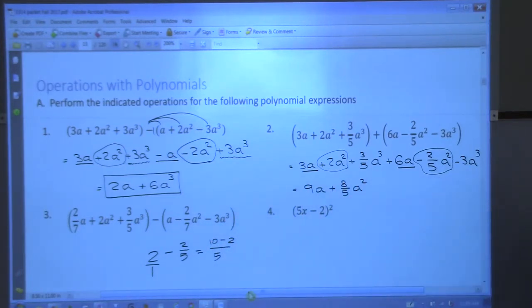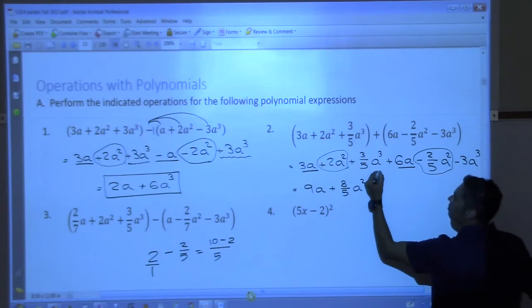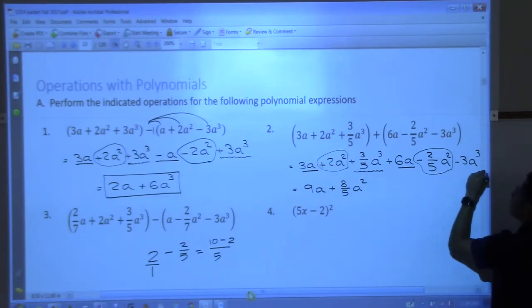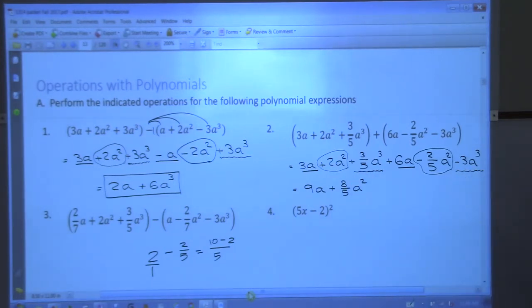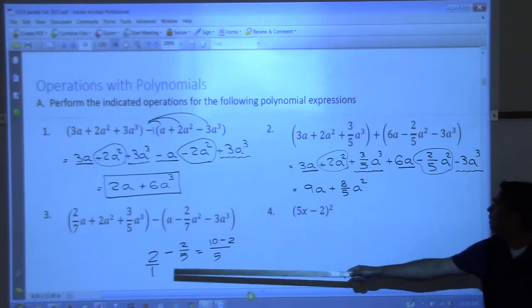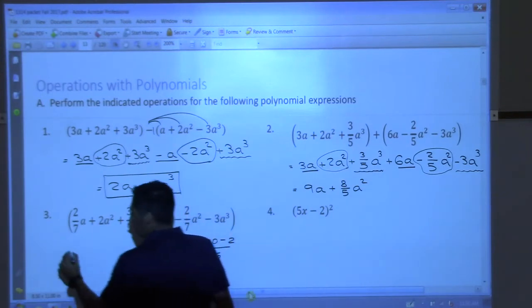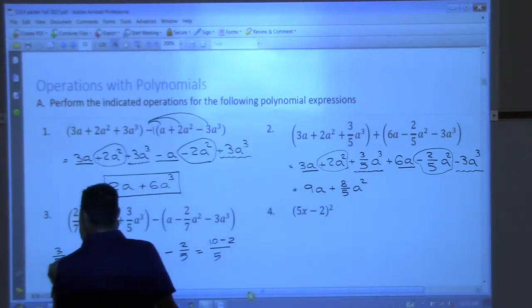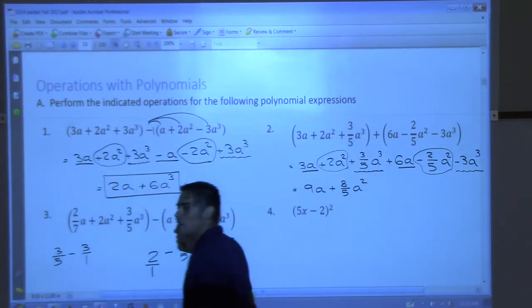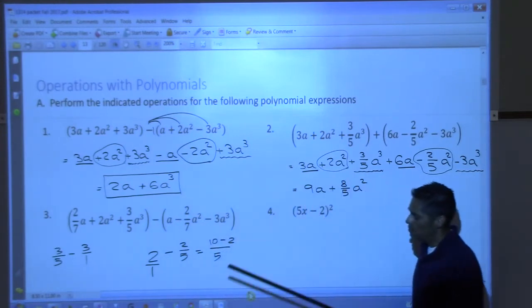All right, what about the cube stuff? We've got to do this guy right here and this guy right here. So what is the little arithmetic thing I'm going to do over here on the side? 3/5 minus 3. And I'm going to go ahead and do that 3 as a 3 over 1. And then do my little thing over there.